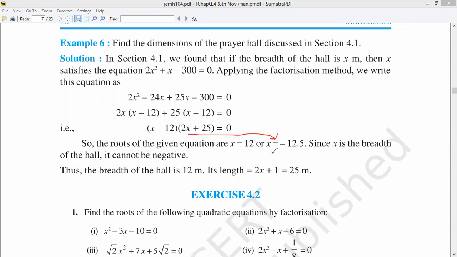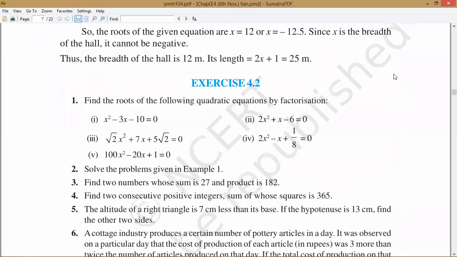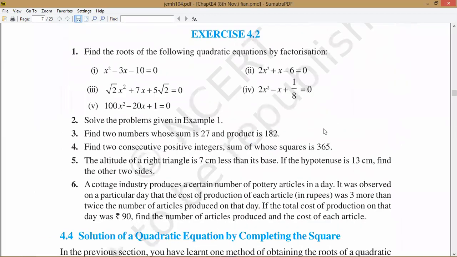But we know very well the length or we can say the breadth can never be negative. ठीक है, so negative नहीं हो सकती, so this is negligible, इसको हम accept नहीं करते हैं, and the value of x is equal to 12. So the breadth of the hole is 12 meter and its length is equal to 25 meter. So based on these examples, we try to solve the questions of exercise 4.2.